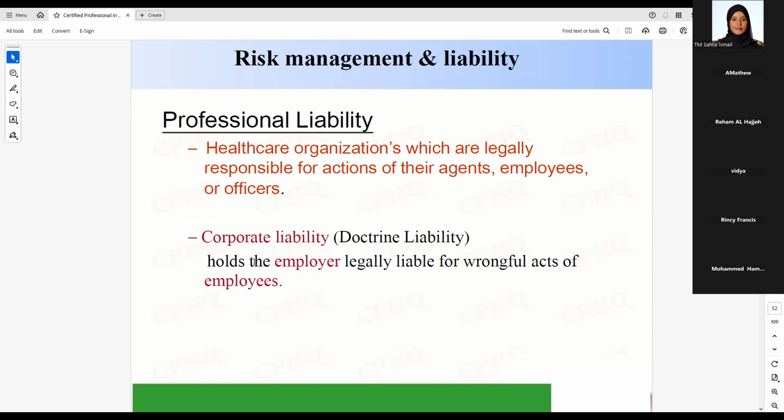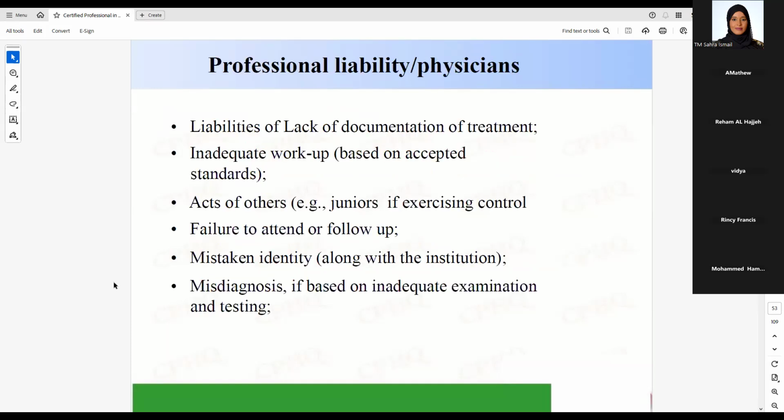Corporate liability holds the employer legally liable for the wrongful acts of their employees. And that's why organizations usually set policies and guidelines on fraud, misconduct, and the code of conduct and practice in the organization, to prevent those wrongful acts or to define what could be a wrongful act. These are examples. Now I will go through a couple of slides that talk about the liabilities for physicians, nurses, and others.